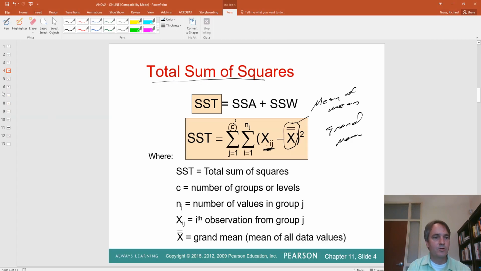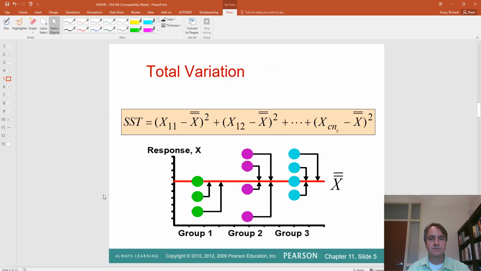Okay, so total sum of squares is calculated this way. We've got all these different groups, and this red line represents the overall mean. All of these dots are observations, and we want to see how far each individual observation is from the overall mean. So we're taking each row for each group, finding its difference, squaring it, and then adding it all up. This is the sum of squares total.